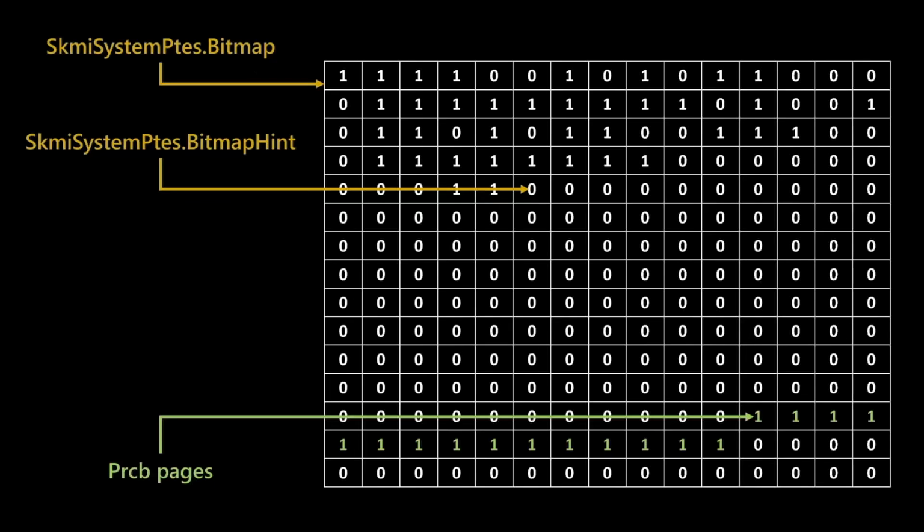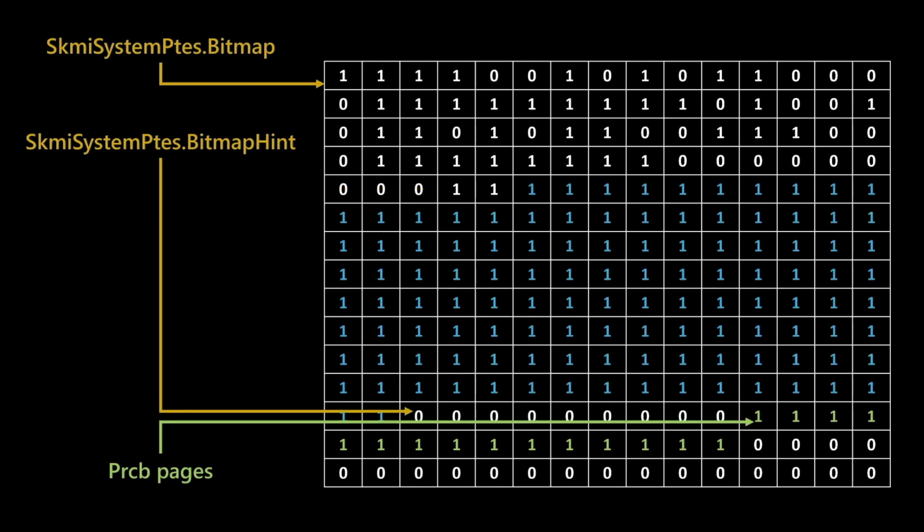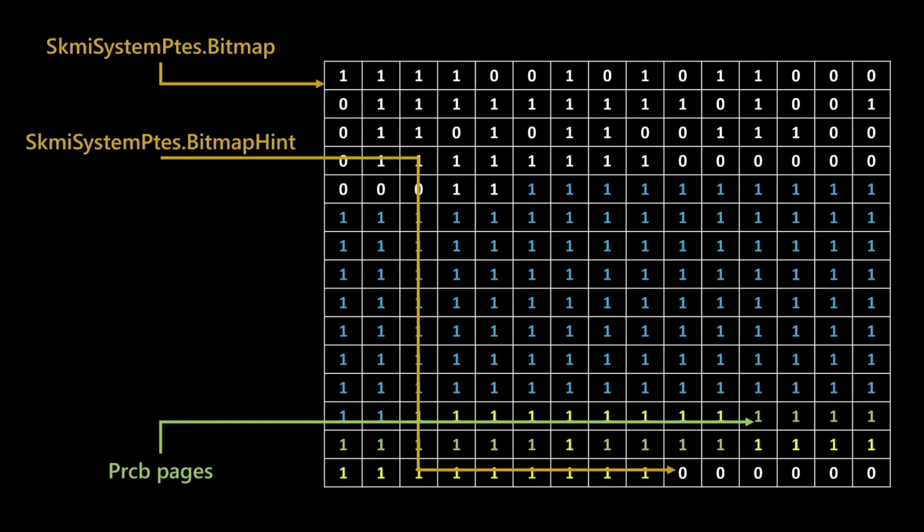Okay, let's see it in action. So this is a bitmap of all of the PTEs in the SKMI system PTEs PTE range. There is the bitmap hints that I have after boot right there. So let's spray just to get closer to the PRCB pages, trigger the vulnerability on the expected virtual address, and keep spraying in order to reclaim the PTE of this single page inside the PRCB pages.